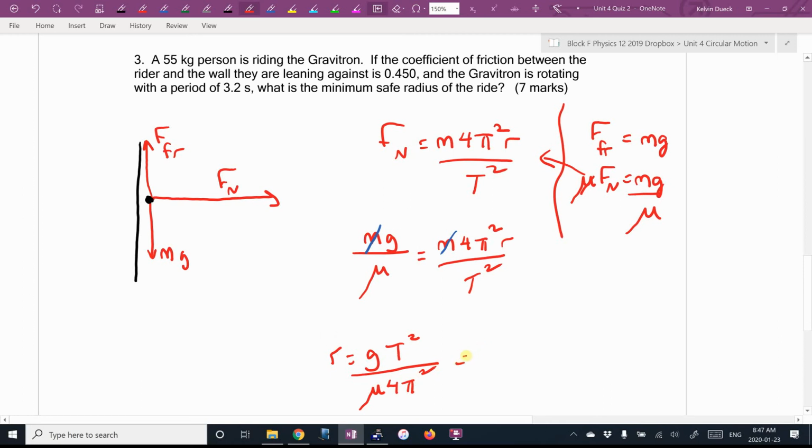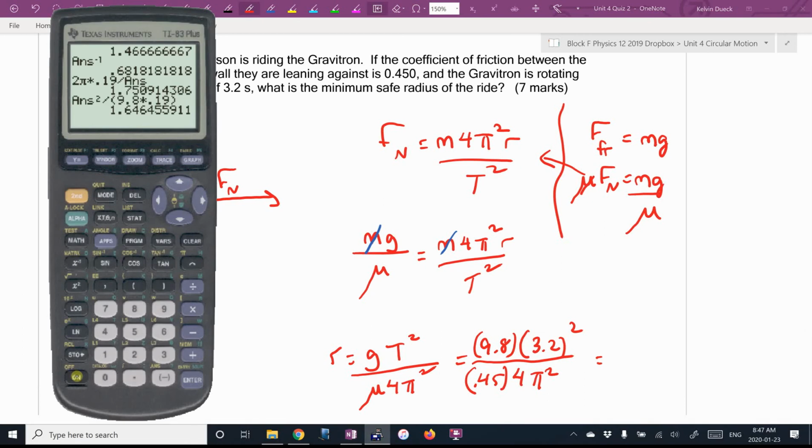g is 9.8. Period 3.2. Don't forget the squared. All over mu 0.45. This, by the way, is probably, if you were designing this ride, you probably know how fast the motor could spin the ride. So you'd know the period. You'd know what fabric you were using. You'd know its coefficient of friction. How big a radius do we need to build for this ride to work?